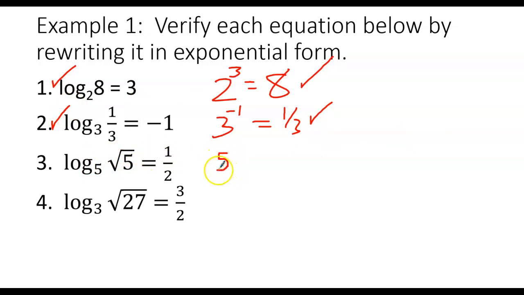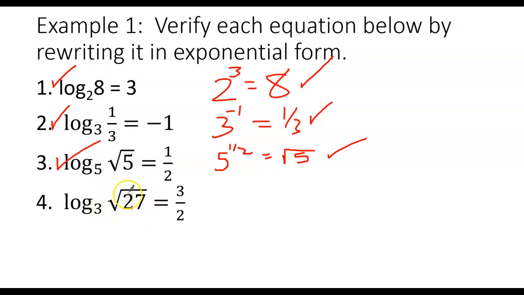My base is 5 raised to the power of 1/2 equals whatever number is right here, which is square root of 5. And once again, this is something else we should already know. 5 to the 1/2 power is the same thing as the square root of 5. So yes, that's a true statement, and therefore this logarithm expression over here is a true statement. All right, let's go and take a look at the last one here.